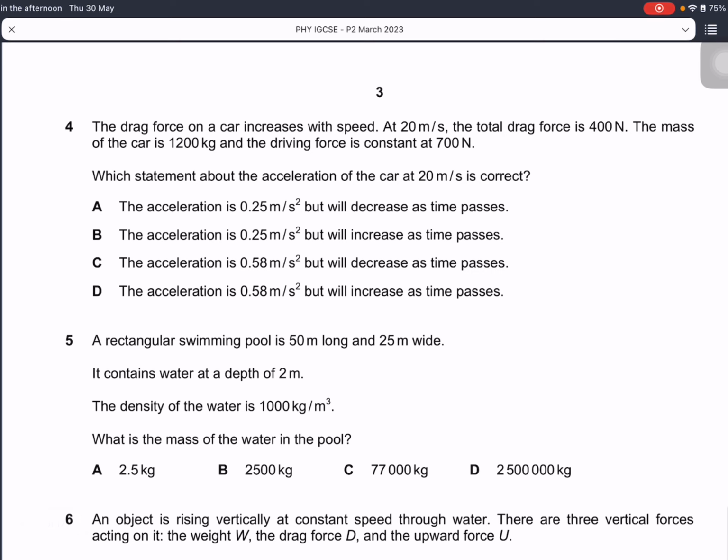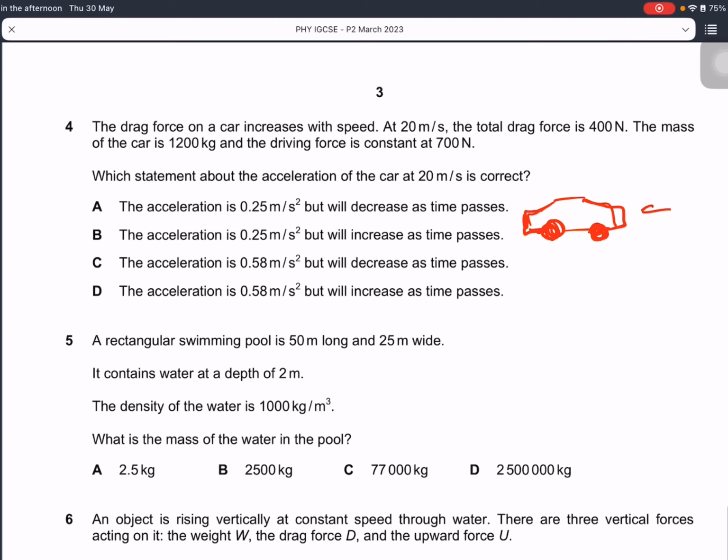All right, question number 4. So drag force on the car increases with the speed. So imagine we have a car here, a fancy car, let's say a new brand car. The front should be a little smaller than the back side. Maybe a Mercedes, whatever. So yeah, the drag force is going to increase.